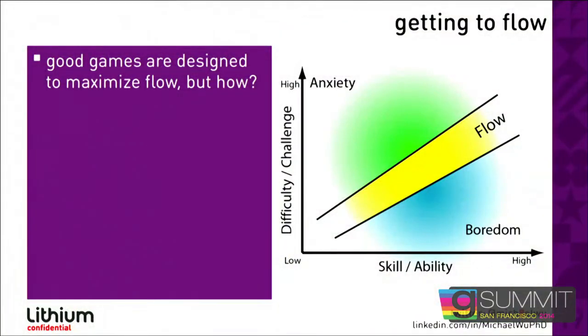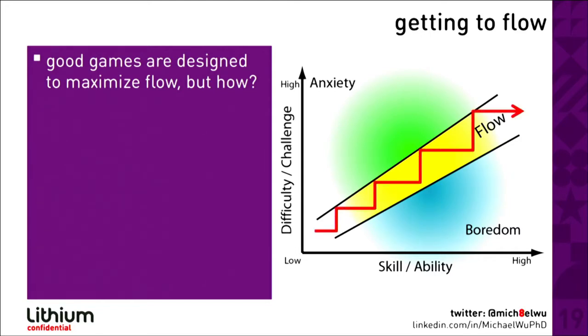So we know that flow is this narrow zone between boredom and frustration, right? So how do you stay in that zone? Well, one very simple way is basically just to zigzag along that. Very simple, right? So what are you doing when you're zigzagging along this zone of optimal intrinsic motivation? What are you actually doing there?